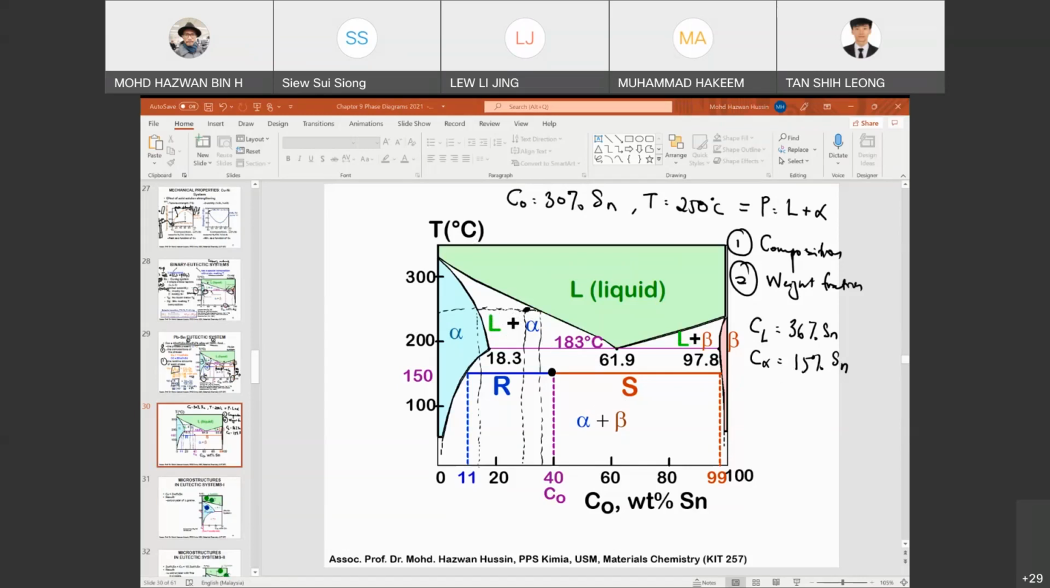Okay, so have you identified, since I think with the information provided with the composition, what about the weight fraction? What kinds of weight fraction are you looking at? Weight fraction for alpha. Okay, so weight fraction of alpha. And another one? Weight fraction of beta. Beta? Are you sure?